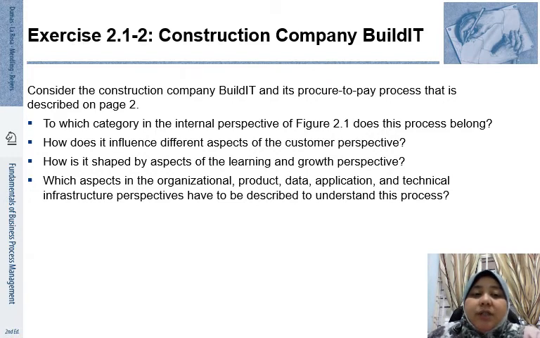Okay. So consider the construction company Build IT. In the textbook it is in chapter 2. That's why I did not change exercise 2.1 and 2.2. So consider the construction company Build IT and its procure to pay process. You have read the case study of the procure to pay process in example 1.1, in page 2 of chapter 1. Okay, so to which category in the internal perspective of figure 2.1 does this belong? Figure 2.1 is the figure we just saw.